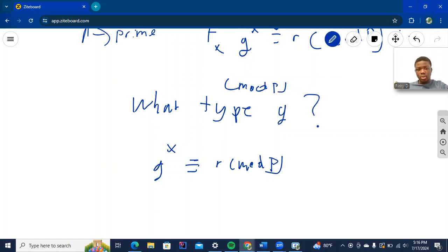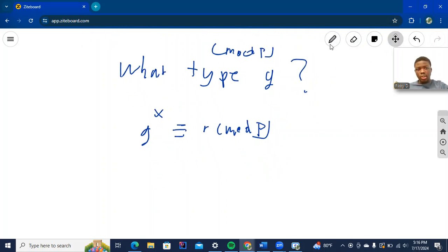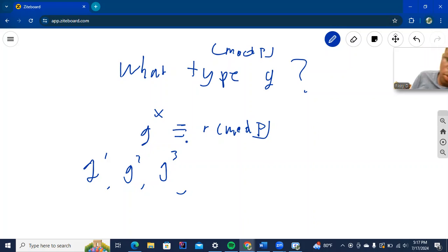and the brute force algorithm shows you what type of g you would want. Basically you would say, does g to the 1 work? No, it doesn't. Does g to the 2 work? No, it doesn't. Does g to the 3 work? No, it doesn't. Because we want this problem to be difficult, we would want this to be computationally expensive.